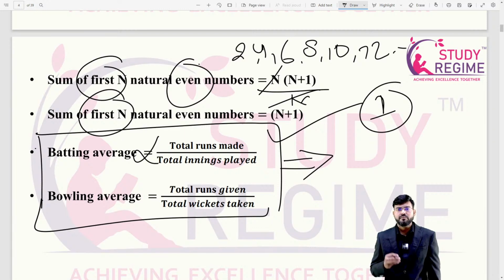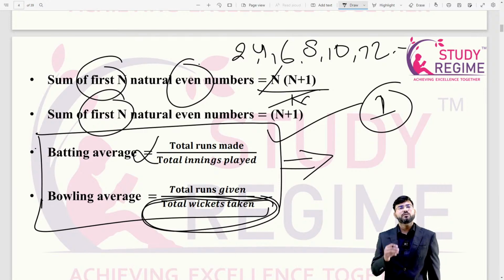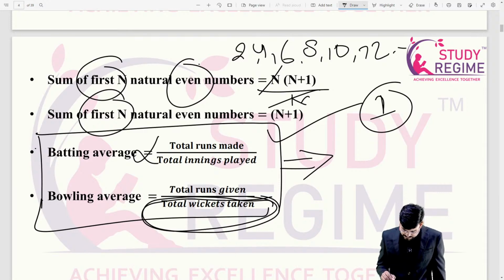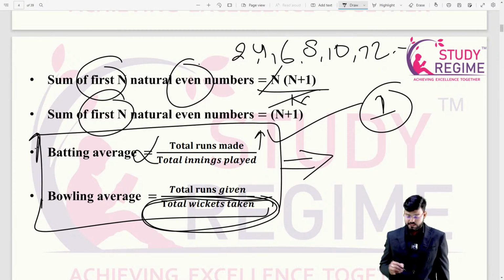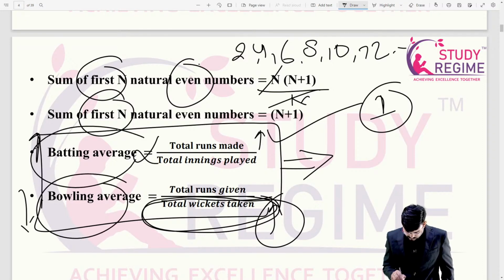Now for a bowler, it is very important to take wickets. The more wickets the bowler is taking, the better the bowler is. Now if we increase the runs, the batting average will automatically increase. However, if you increase the total number of wickets, the bowling average will decrease. So when we describe the batting average of a batsman, the higher the batting average, the better the batsman, and the lower the bowling average, the better the bowler. So there is a direct relationship and there is an inverse relationship.